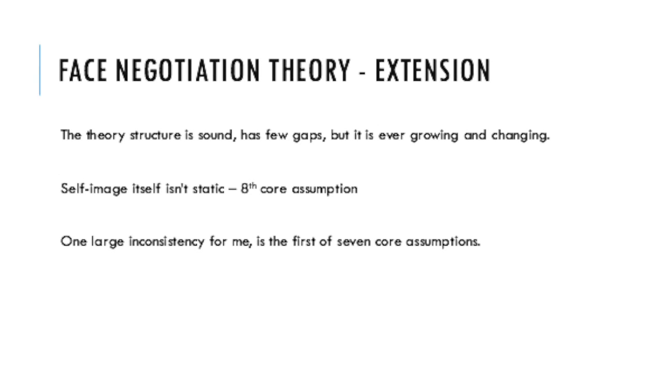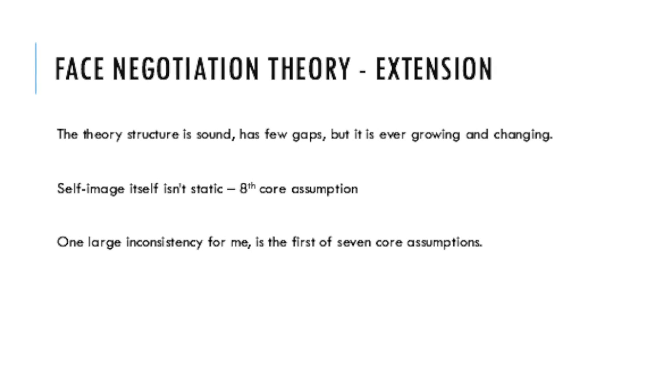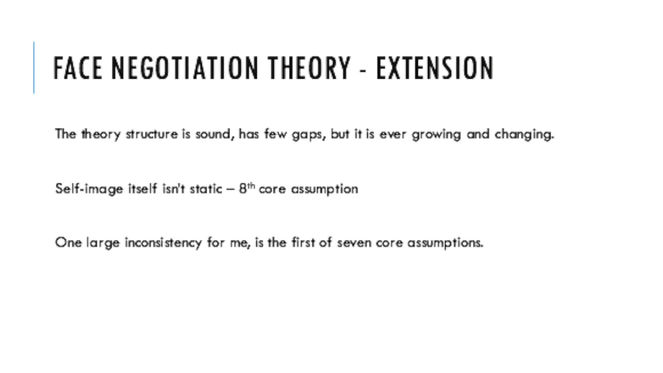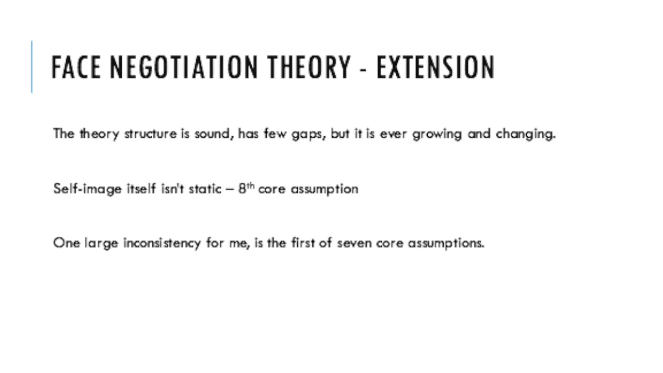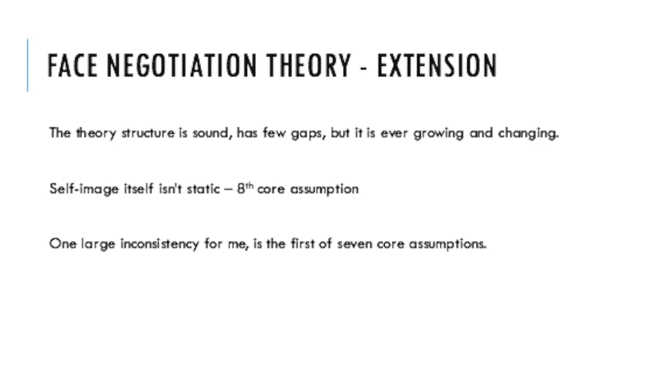If I were Ting-Toomey, I would add an eighth core assumption that self-image is always changing and our value of self-image is only current. For example, in the 90s, everyone wanted the drug-addiction-thin kind of body, right? Well, now we are more accepting of curves and body positivity in general. That's a new kind of self-image we as a community adapted, and I don't think that generically talking about self-image does this theory any good.